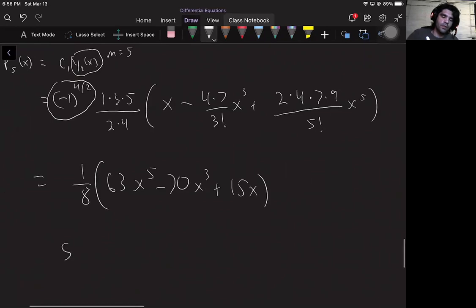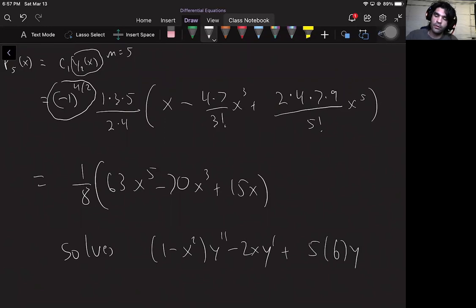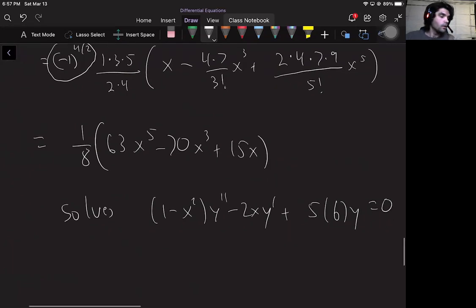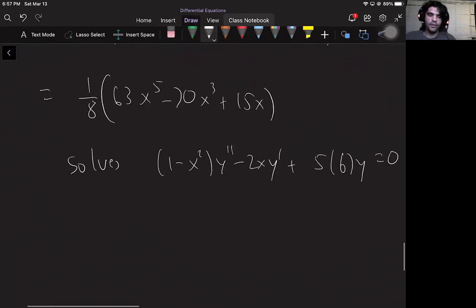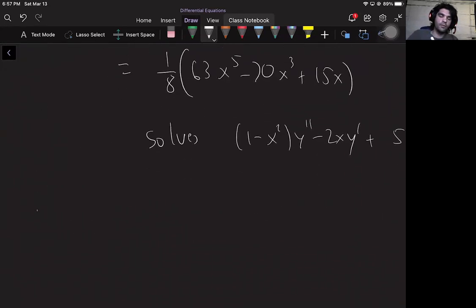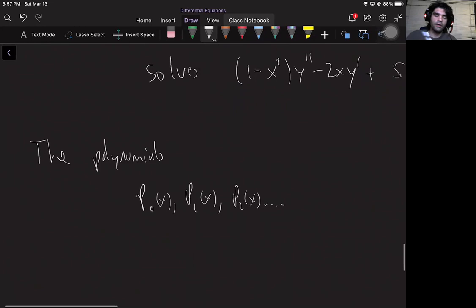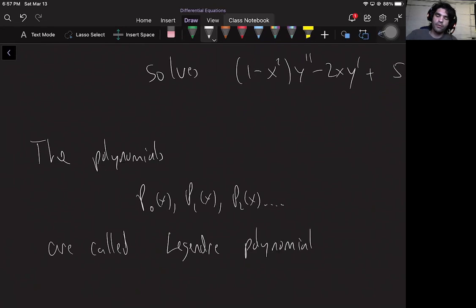Okay, so once again, just to remind you, this is going to solve 1 minus x squared y double prime minus 2xy prime plus m(m+1) y equals 0, here with m equal to 5, so 30y. So these polynomials that I'm getting using this formula, which I've named P0, P1, and so on, are called Legendre polynomials, and they have some very interesting properties.